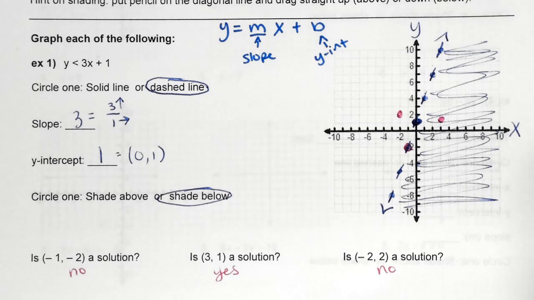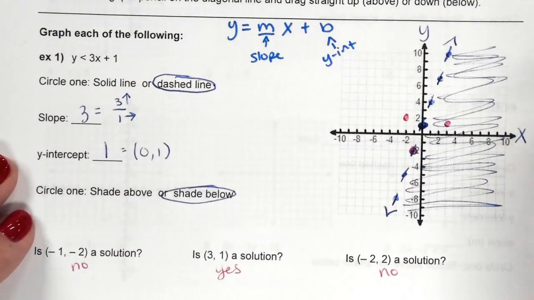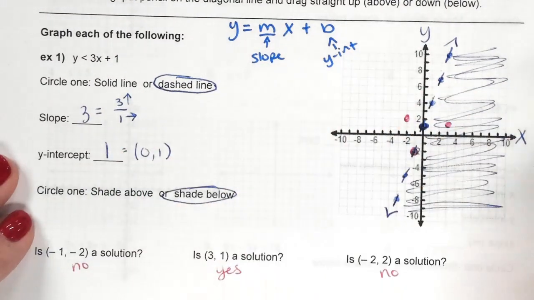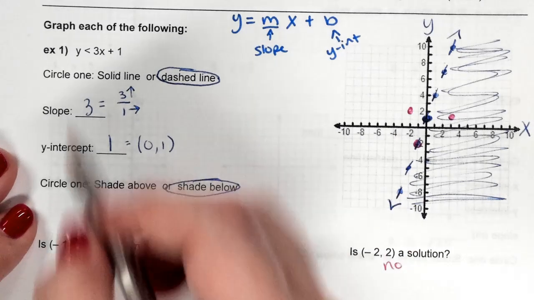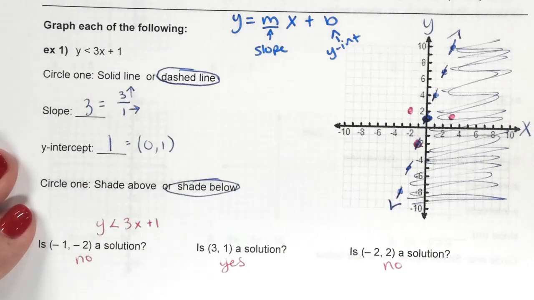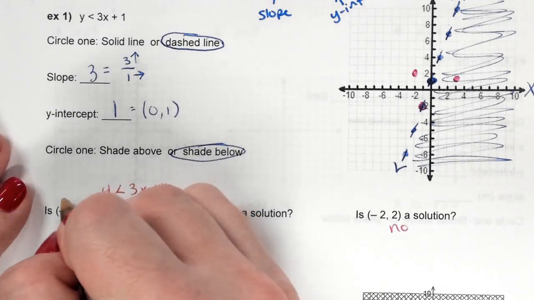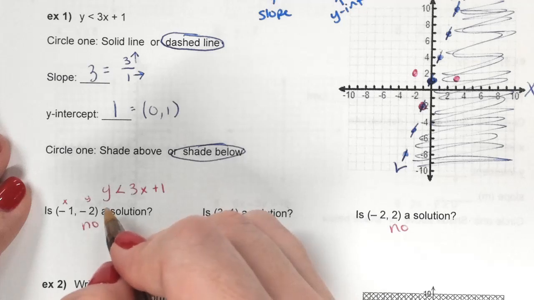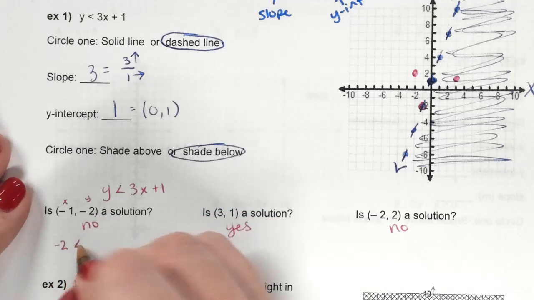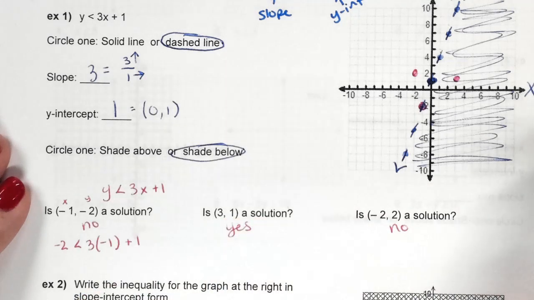Now, another way to check these is you could always plug it into your equation. You don't always have to do that, but if it didn't have a graph and it said, are these solutions, this is how you would do it. So we have y is less than 3x plus 1. I just rewrote it. And you would just plug it in. Well, this is my x, this is my y. So y is -2 is less than 3 times -1 plus 1.